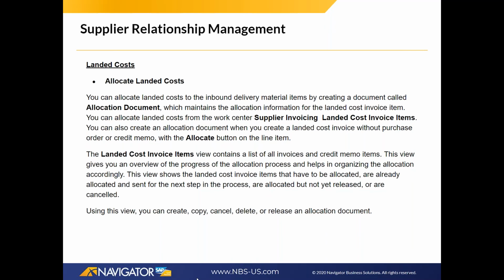The landed cost invoice items view contains a list of all invoices and credit memo items. This view gives you an overview of the progress of the allocation process and helps in organizing the allocation accordingly. This view shows the landed cost invoice items that have to be allocated, are already allocated and sent for the next step in the process, or are allocated but not yet released or canceled. Using this view, you can create, copy, cancel, delete, or release an allocation item.